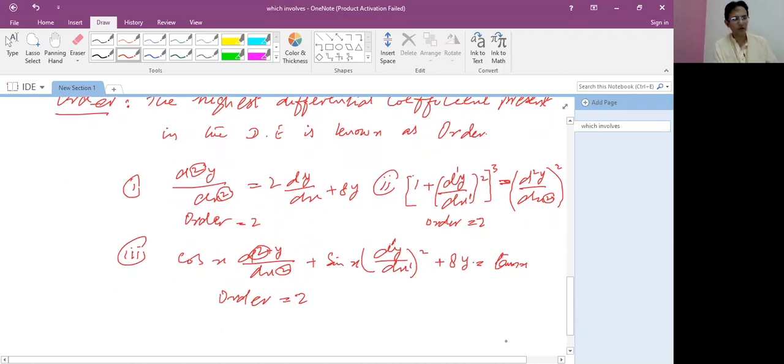Now the other examples about order and degree. For example, if d cube y upon dx cube whole power 2 upon 3 equals dy upon dx plus 2.